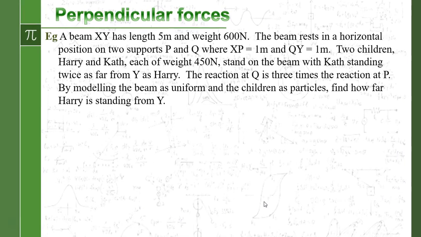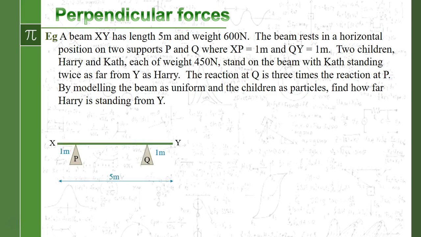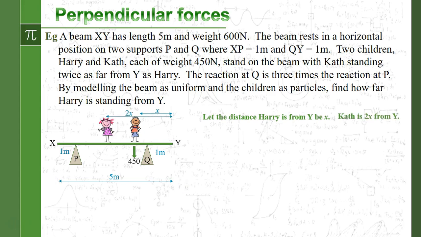Okay, so let's move on and have a look at a slightly more complex question. And as we tend to find with mechanics questions, we've got a world of information that we need to process and assimilate in some way, and by far the easiest way to do that is to do a diagram. So there we go. There's our beam XY. It's got length 5 meters. We've got supports that are 1 meter away from each end. We've got Harry standing on here, and we're going to say let's make the distance from Y for Harry be x, and therefore Kath, our other child, is going to be 2x.